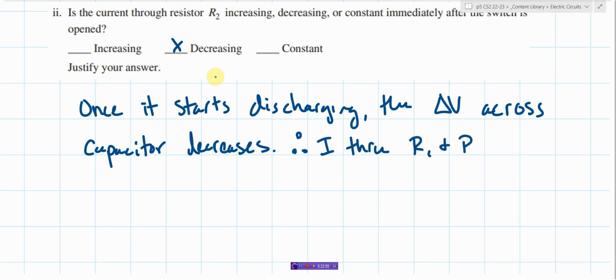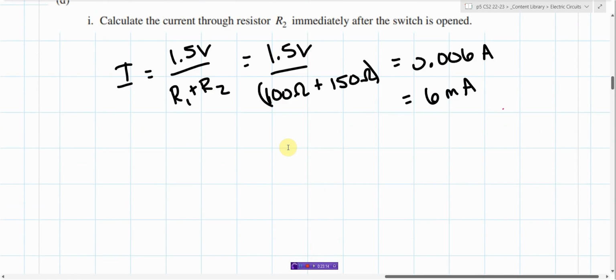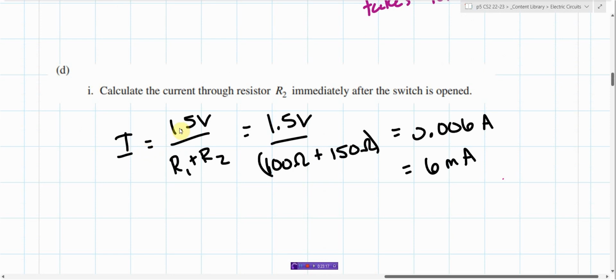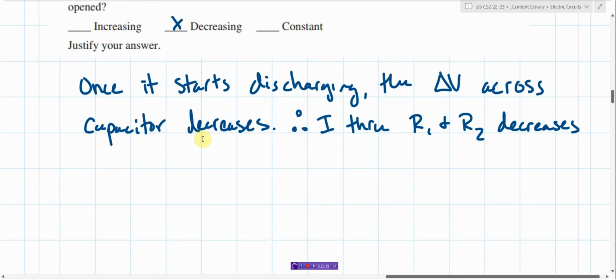I'll just say R1 and R2 decreases. You could say that. You could just talk about as it discharges, current decays. There's actually a lot of things you could say. Something like that. Especially since you just recently found current by doing potential difference across the capacitor divided by total resistance, it's kind of nice to be able to go back and say, well, that's getting smaller, so current would get smaller because I just did this equation.